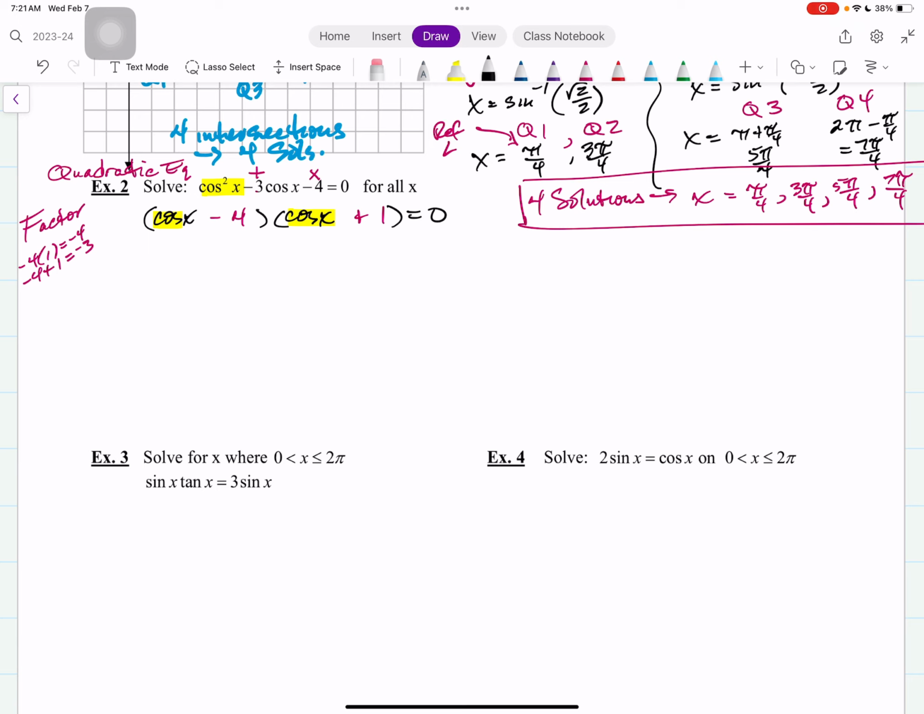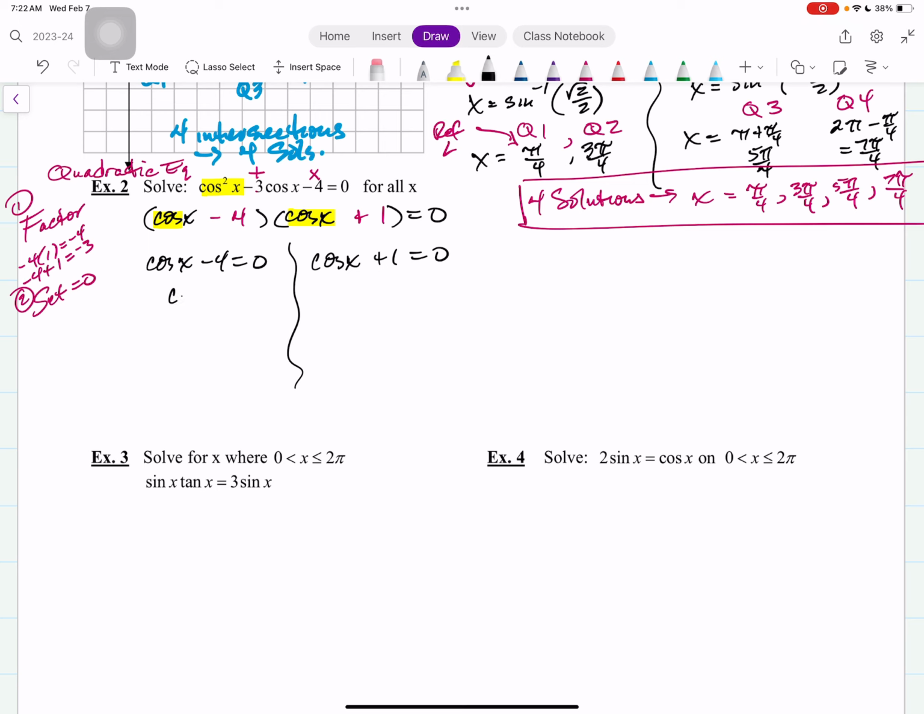All right, so now what we do is we set each equal to 0. Your first step here is to factor. The second step is to use the zero product rule and set each factor equal to 0, so form two equations. So cosine x minus 4, when is that equal to 0? And the second one is, when is cosine x plus 1 equal to 0? That's your step 2, and then you've got to solve each.